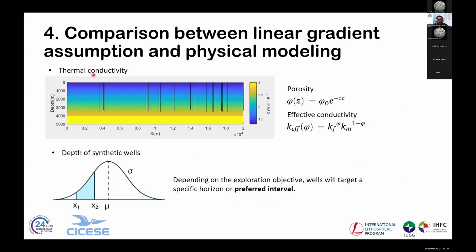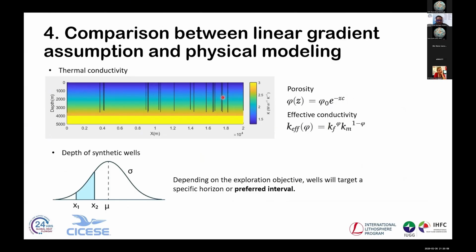In the case of thermal conductivity, we use this equation to calculate effective conductivity as a function of porosity, conductivity of the rock matrix, and conductivity of the fluid. We consider, in this case, water. And the porosity was calculated following the Athy law using a compaction coefficient representative of sand compaction.